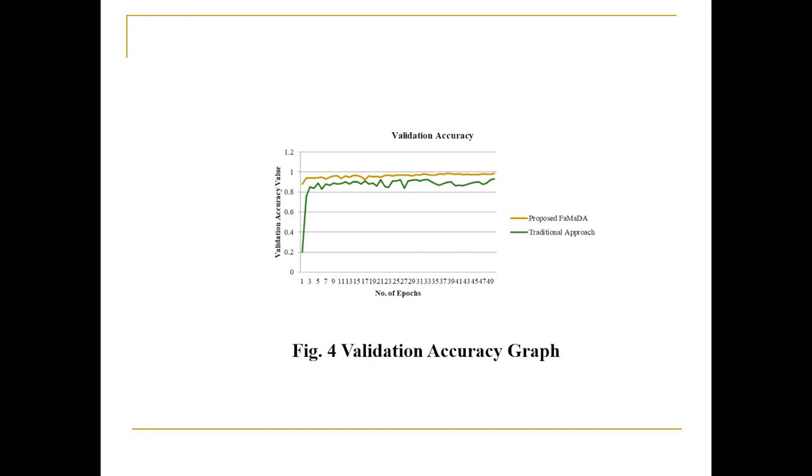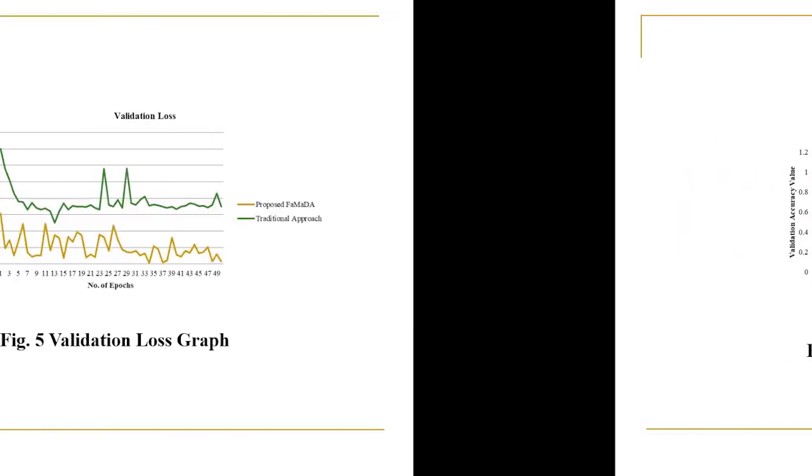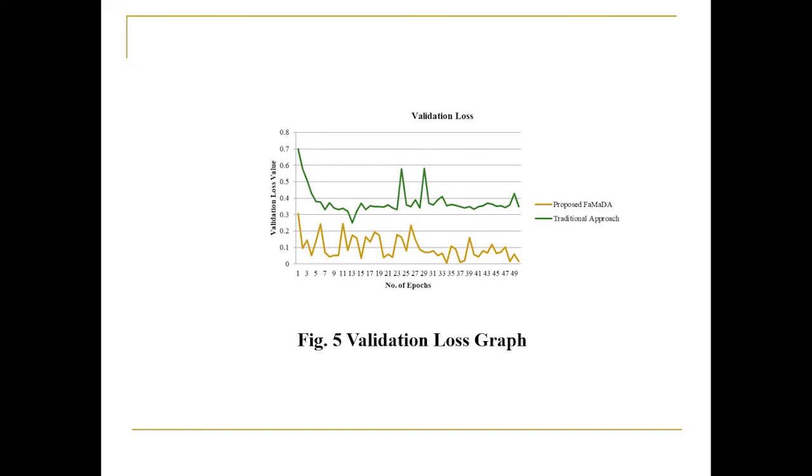In the graph, as one can see, the proposed model struggled to learn features for 17 epochs and became stable afterwards. Fourth is the validation loss graph. This graph illustrates that the proposed system has a lower validation loss than the traditional system. The validation loss decreased after running 26 epochs.